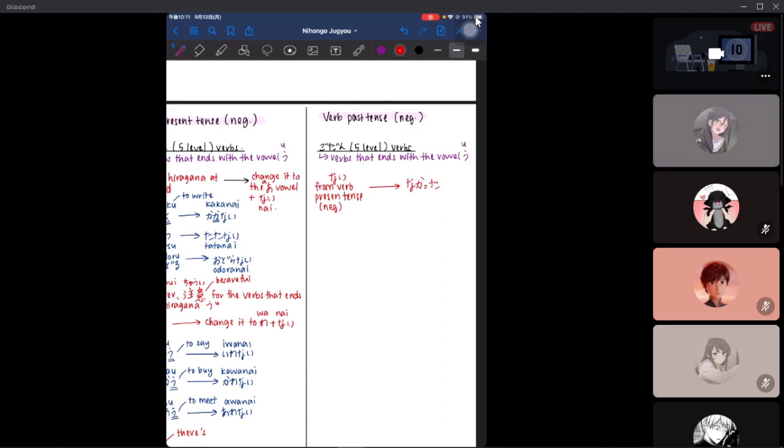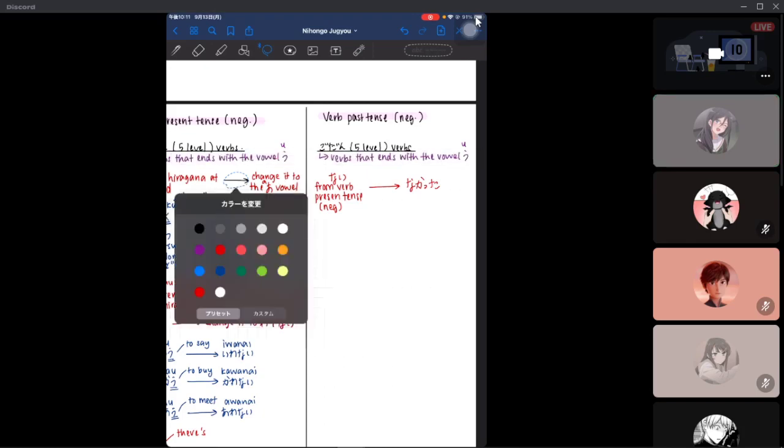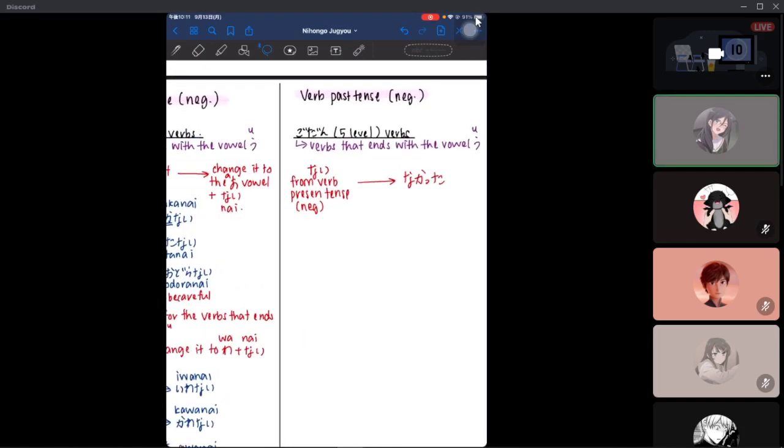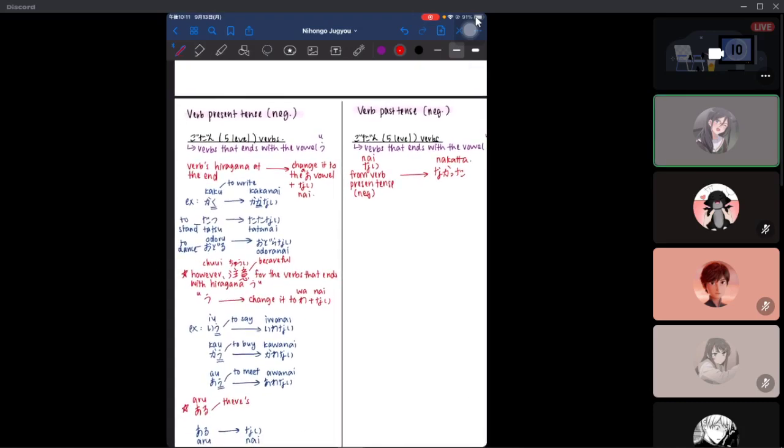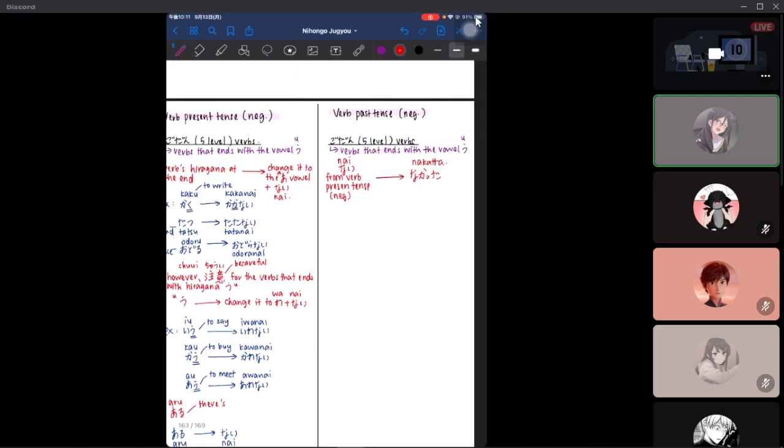You change it to nakatta, like this. This nai, you change it to nakatta. You guys might be confused, like what do you mean, sensei? Let me show you.